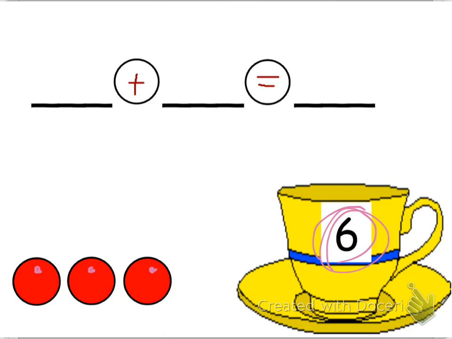So let's write that number sentence. We know there's 9 altogether. So we had 6 in the cup. We counted on 3. Now there's 6, 7, 8, 9 all together. So that is how we count on from that larger number to get our whole or our answer.